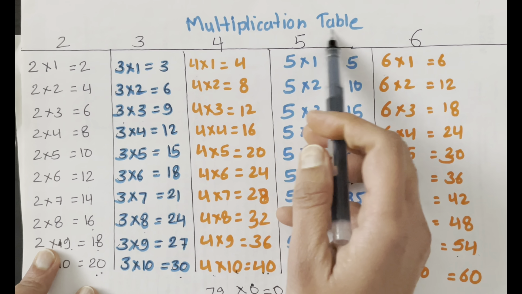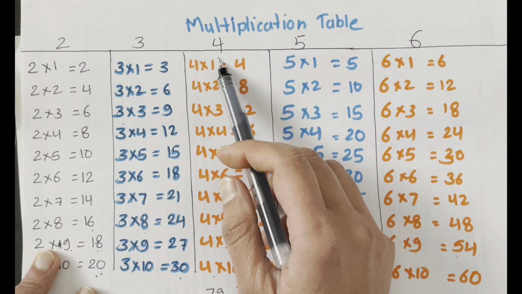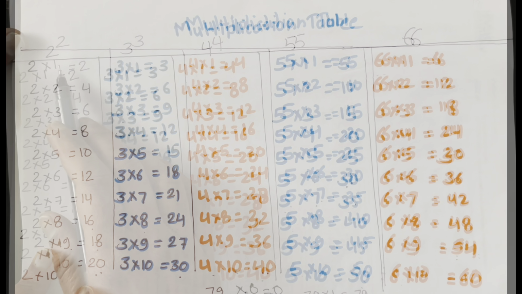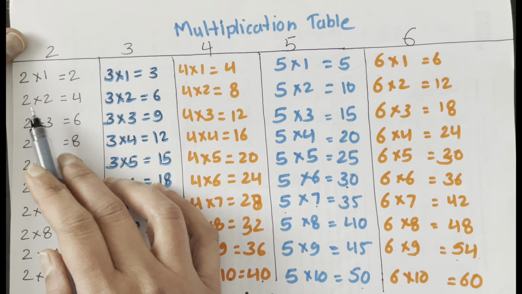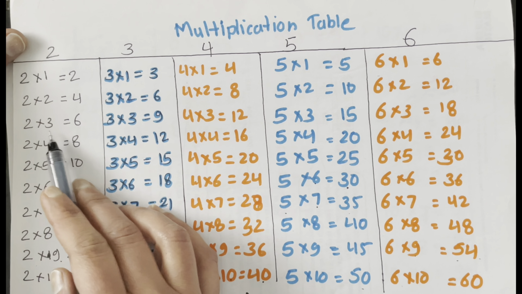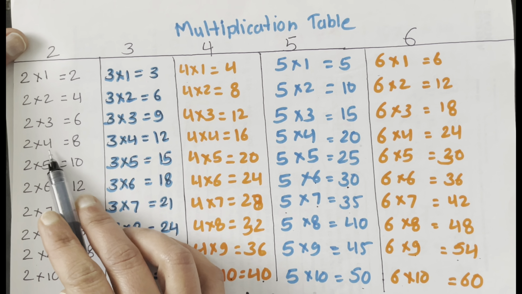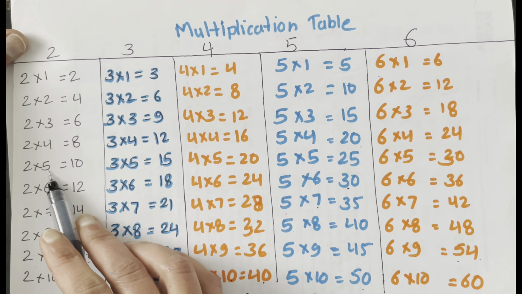Let's learn multiplication tables from 2 to 20. Table of 2. 2 times 1 is 2. 2 times 2 is 4. 2 times 3 is 6. 2 times 4 is 8. 2 times 5 is 10.